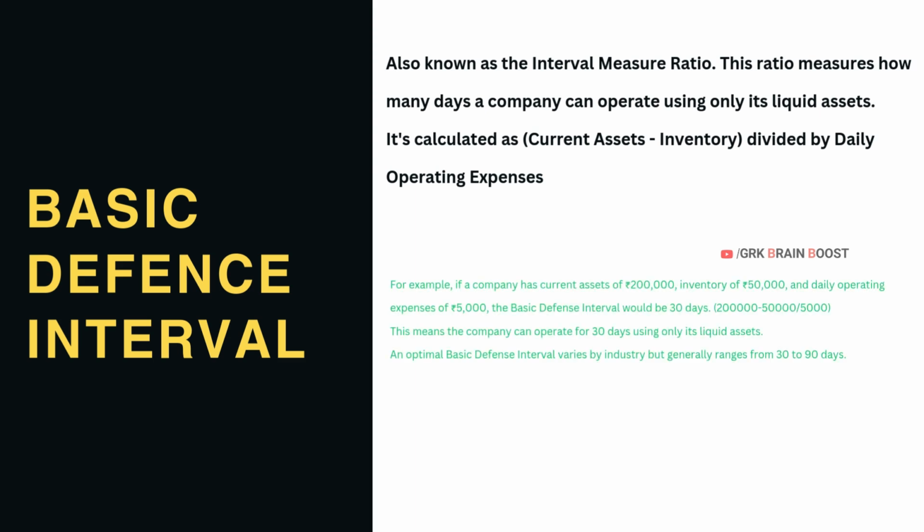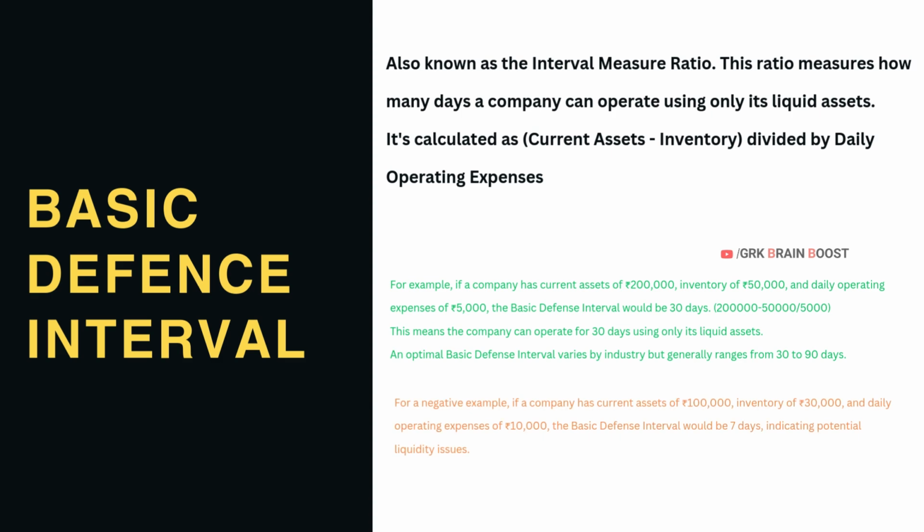For example, if a company has current assets of rupees 2 lakhs and inventory of rupees 50,000 and daily operating expenses of rupees 5,000, if we calculate, basic defense interval would be 30 days. This means the company can operate for 30 days using only its liquid assets. An optimal basic defense interval varies by industry but generally ranges from 30 to 90 days.